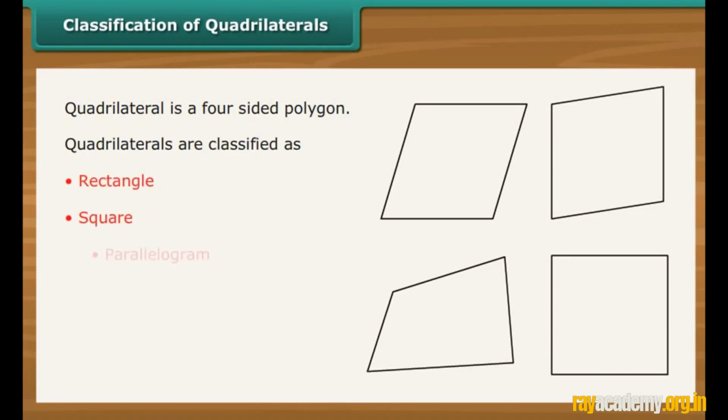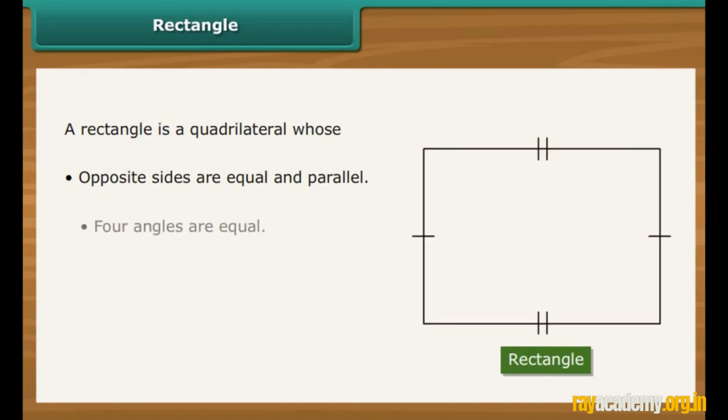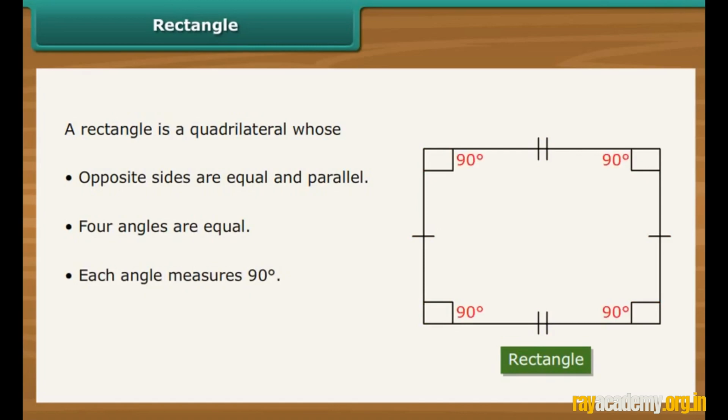Let us learn the properties of each. Rectangle. A rectangle is a quadrilateral whose opposite sides are equal and parallel, whose four angles are equal, whose each angle measures 90 degrees, whose diagonals are equal and perpendicular to each other.